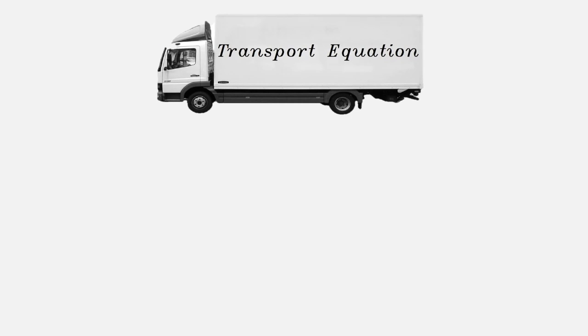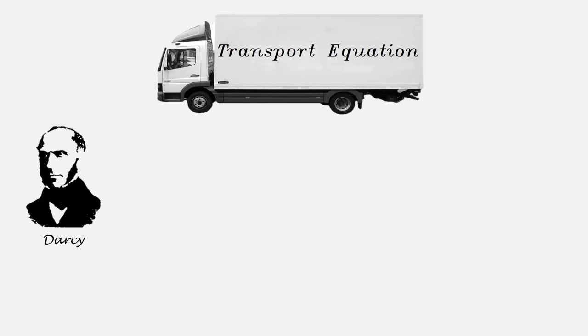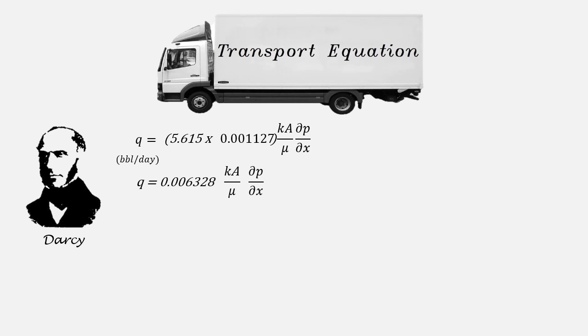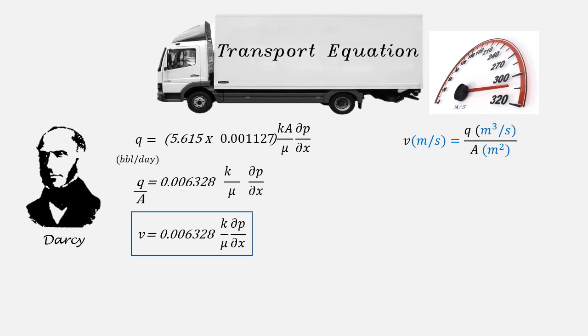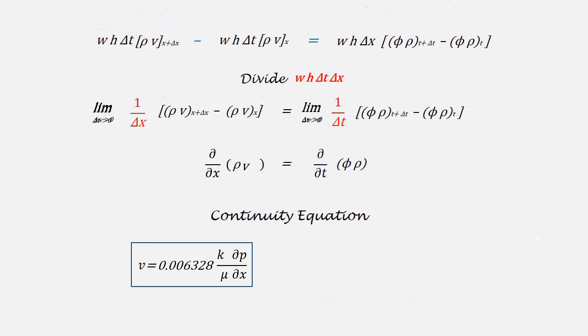This brings us to the transport equation, which is driven by a man commonly known as Darcy. Darcy's law is famous among us. The reason why 5.615 is multiplied is because we want to convert it to unit barrel per day. Q equals V times A, so when you rearrange, it becomes V equals Q over A. By moving A to the left and substituting it with V, we have the transport equation. The transport equation is substituted in our continuity equation.